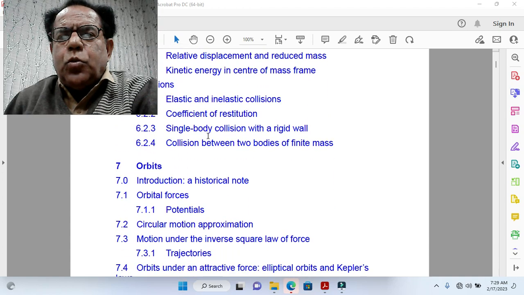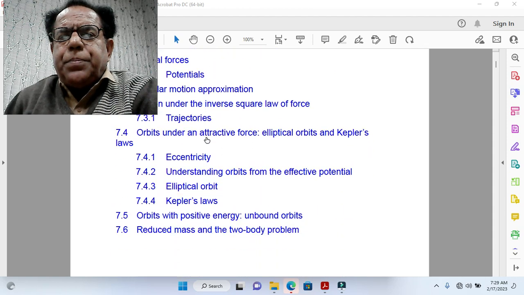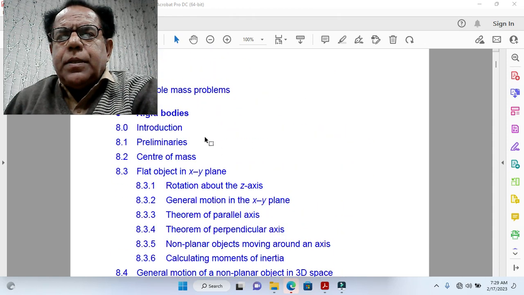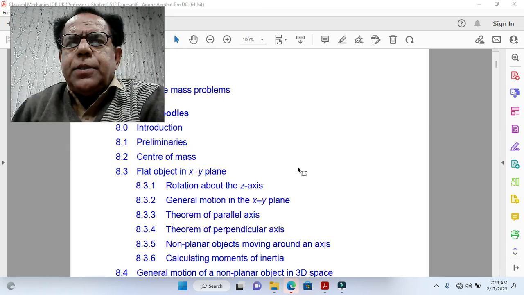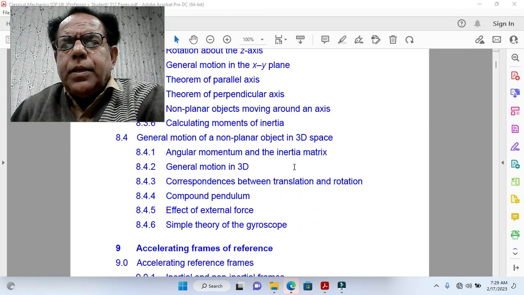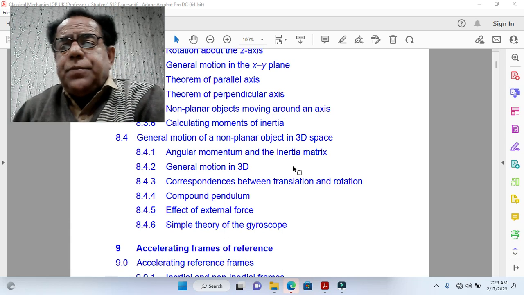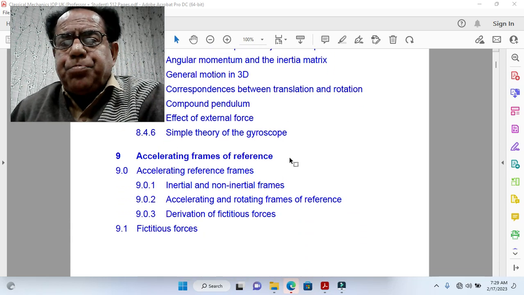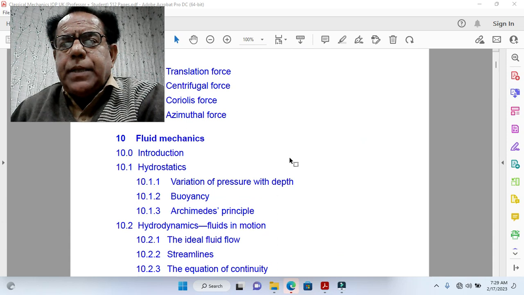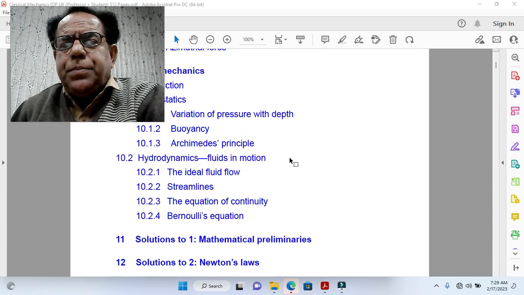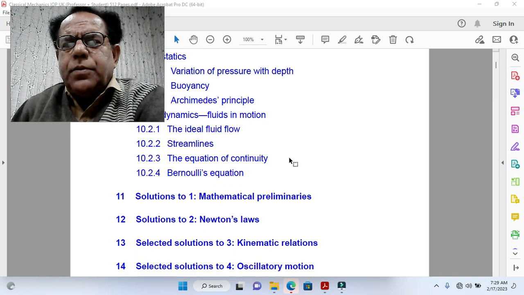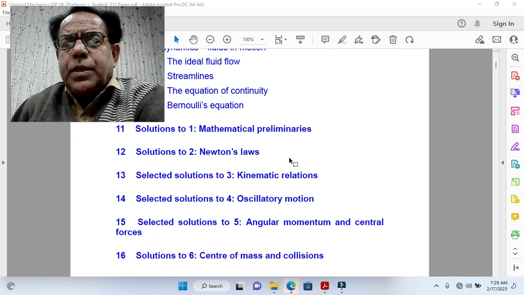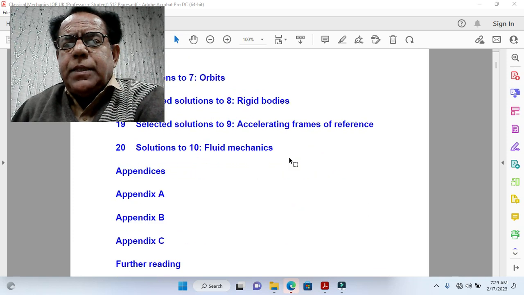Chapter number 7, orbits. Chapter number 8, rigid bodies. Chapter number 9, accelerating frames of reference. Chapter number 10, fluid mechanics. Chapter number 11, solutions to mathematical problems. We leave these solutions. We see at which page the index is given.